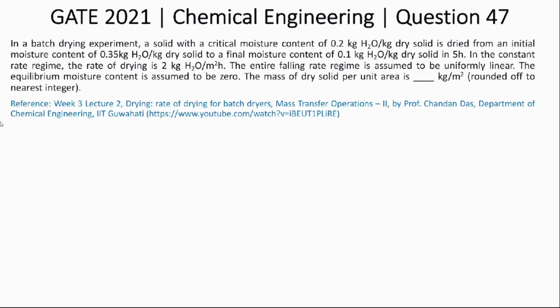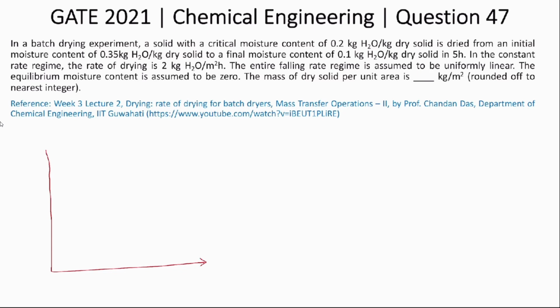The entire falling rate regime is assumed to be uniformly linear. So that means the falling rate is basically a straight line. The equilibrium moisture content is assumed to be 0. X star is assumed to be 0. We need to find the mass of dry solid per unit area in kilogram per meter square, rounded off to the nearest integer. So in the last question we only utilized the formula for the constant rate. Here we'll be using both the constant rate as well as the falling rate.